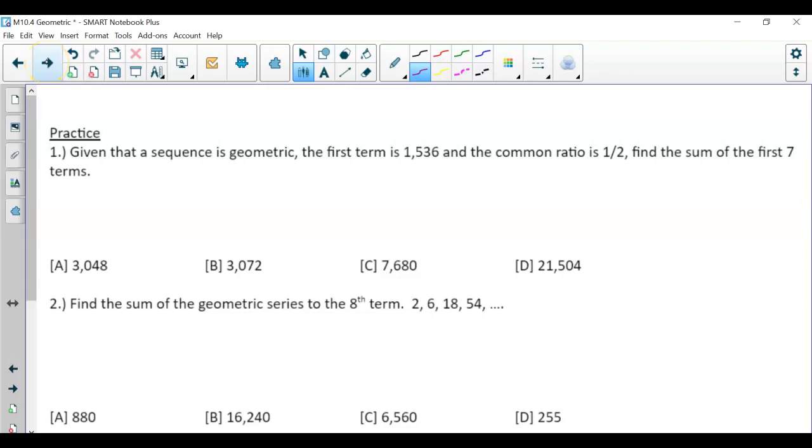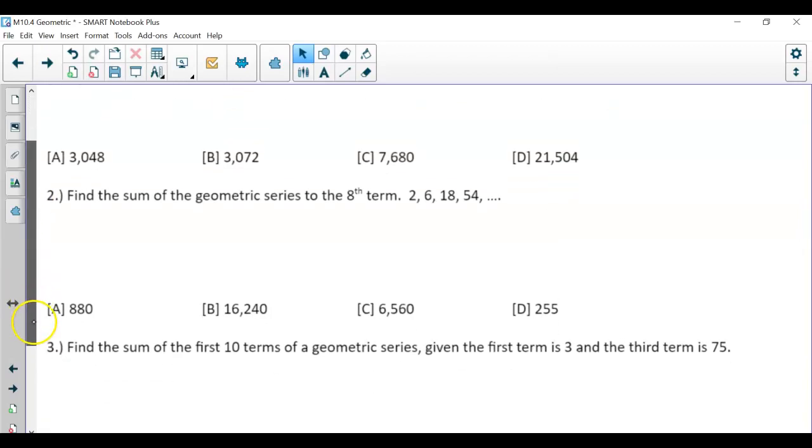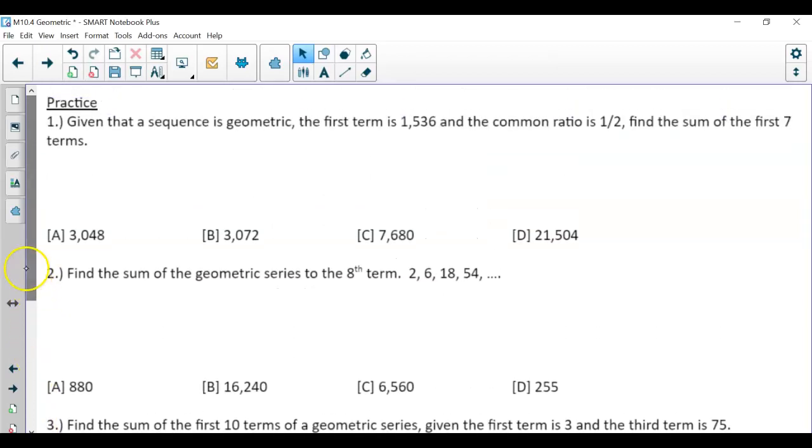And then there were about 3 practice problems that we included in today's lesson. So if you want to go ahead and pause the video and try the 3 problems, go ahead and let's see how you do. And here we go. So let's see how you did with the 3 practice problems.